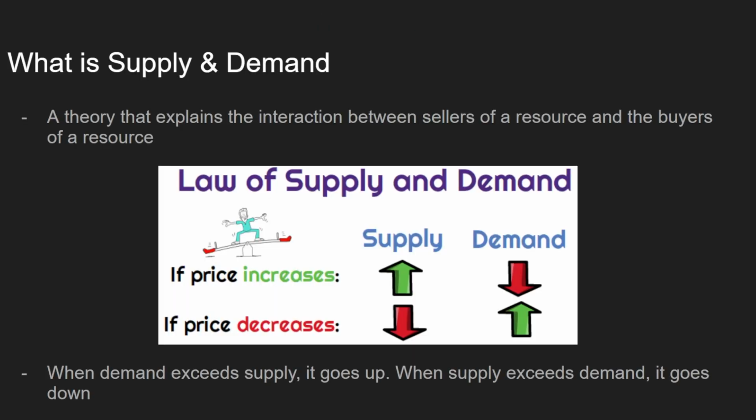So what is supply and demand? Supply and demand is essentially a relationship between the interaction of sellers and buyers of a certain resource. The laws of supply and demand show that when demand exceeds supply, it goes up. When supply exceeds demand, it goes down.